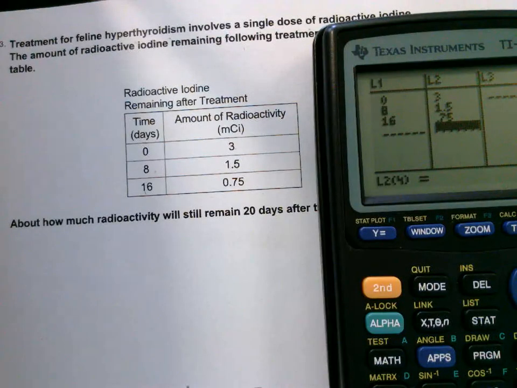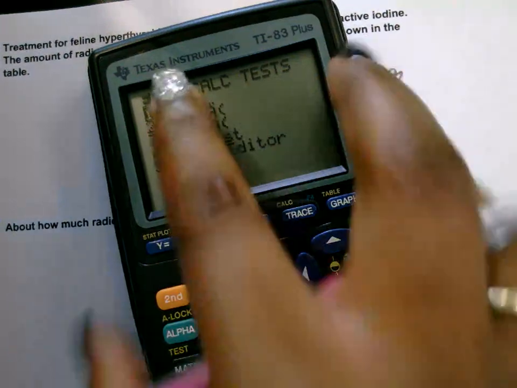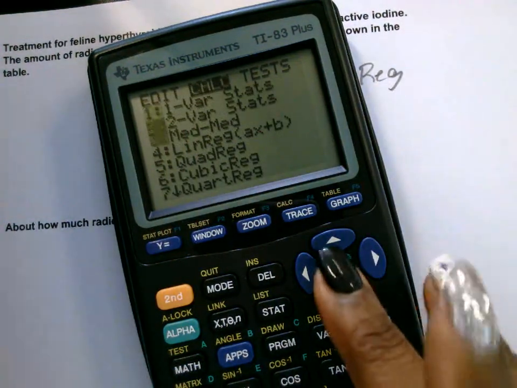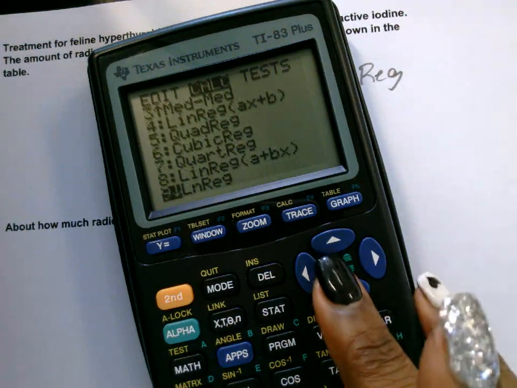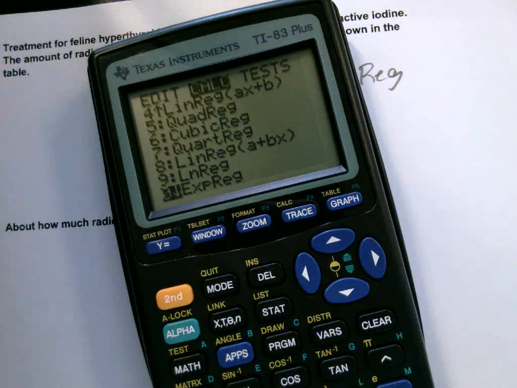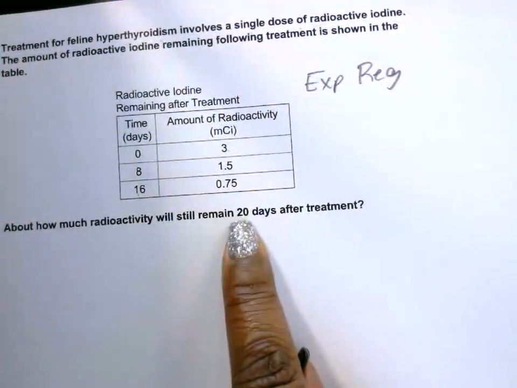We're going to go to stat. Stat is here. We're going to go over to calc. And where do we go from here? 0, which is exponential, not linear. It's an exponential function, so we're doing expo reg. Press enter and see, look, we've got to find some table values.